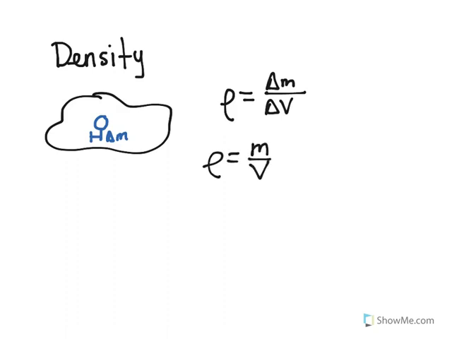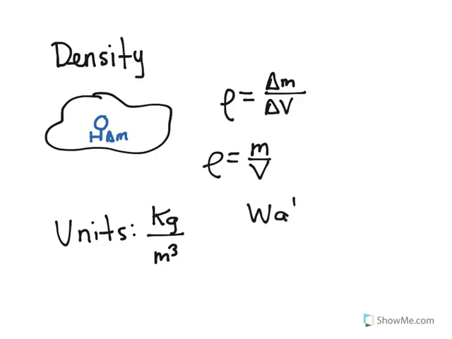This is called the volumetric density. The units of this are kilograms for mass over the cubic meters for the volume. It could be also pounds over cubic feet or other international or English system units. Water, which we usually use, has a density of 1000 kilograms over cubic meters.